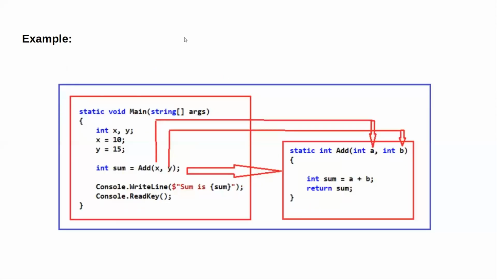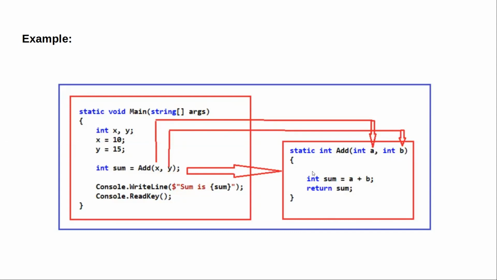So this is what I'm trying to explain in the notepad. Here in the main method, I declared two variables x and y, and I am invoking the function by saying add x comma y. So when the control comes here, add is a method and you are passing two values. When the add method is invoked, the control jumps from the main method to the function definition.